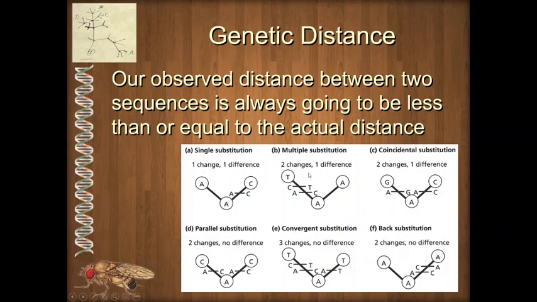Here we would measure the observed distance as 1, right? There's only one difference between these. But the actual number of mutations that occurred, the actual distance, is 2. So in this case, our observed difference of 1 is less than what the actual distance is. Okay, so just realize that, and the take-home message, or the simplified version, is that by looking at the descendant sequences in an alignment, we sometimes are going to miss or not be able to observe some of the history that occurred.